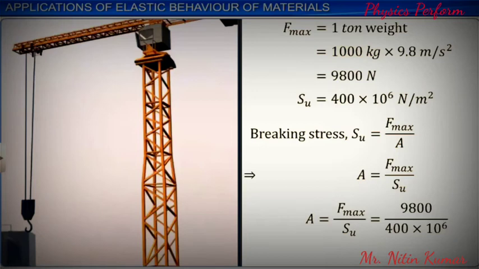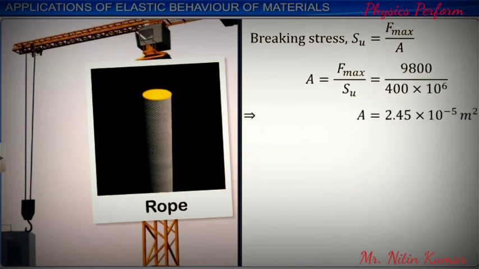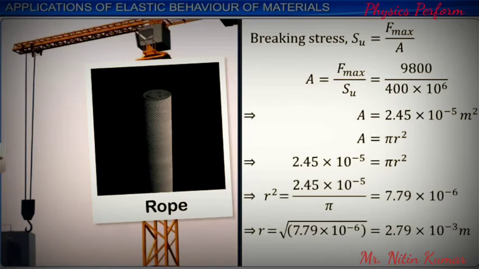As the cross-section of the rope is circular, which is equal to πr², substituting and simplifying for the radius, we get the radius of the rope as 2.79 millimeters. In practice, a large margin of safety is provided and thus a thicker rope, say of about 8 millimeters, is recommended.